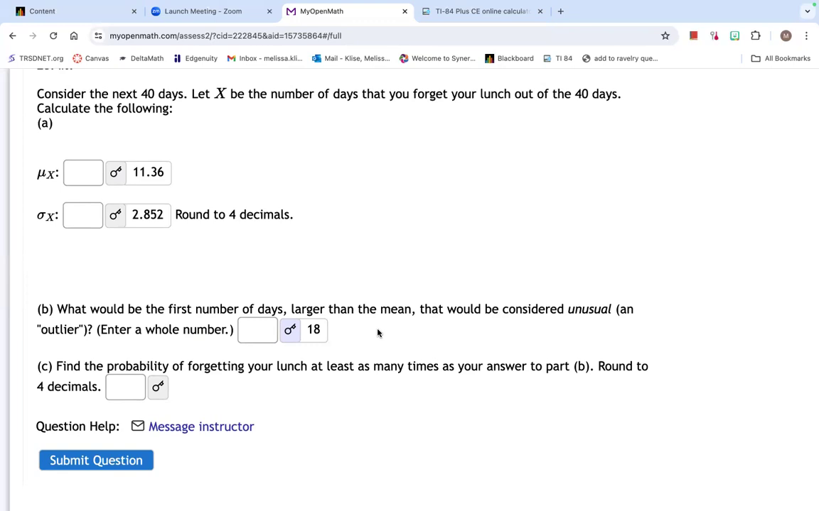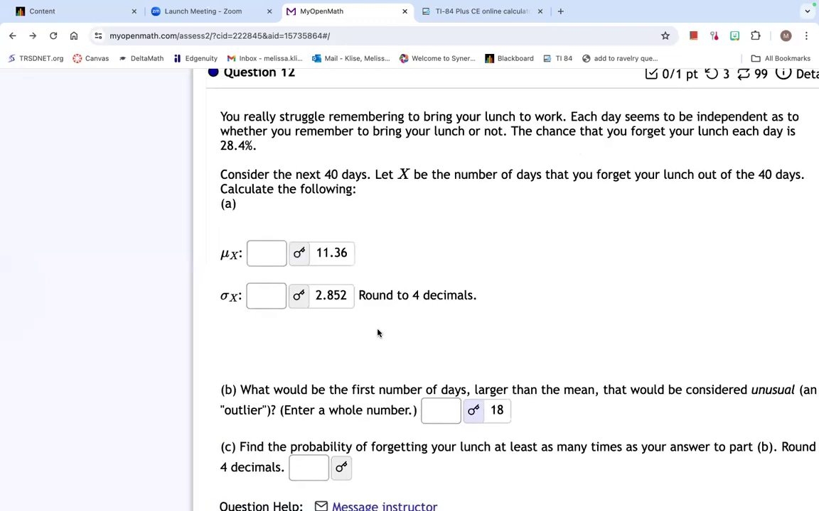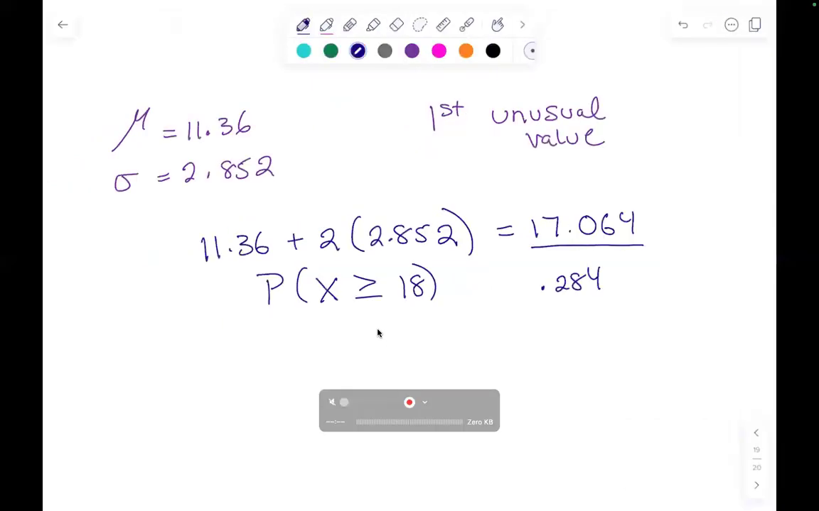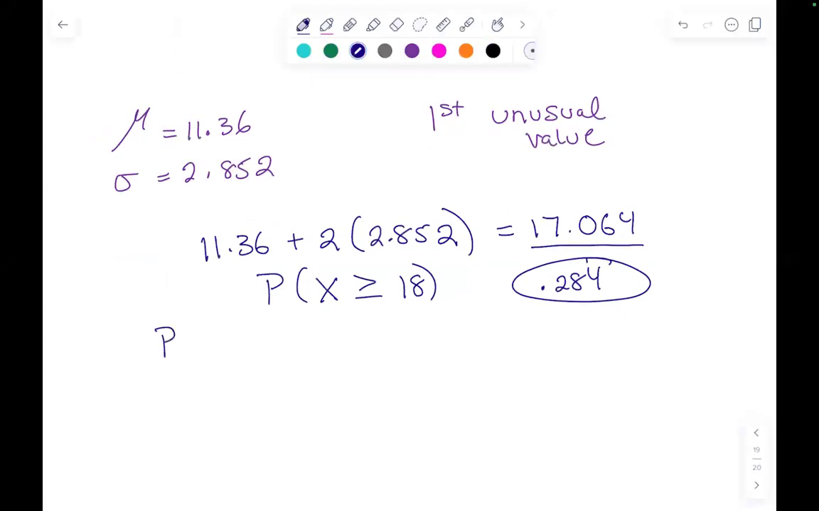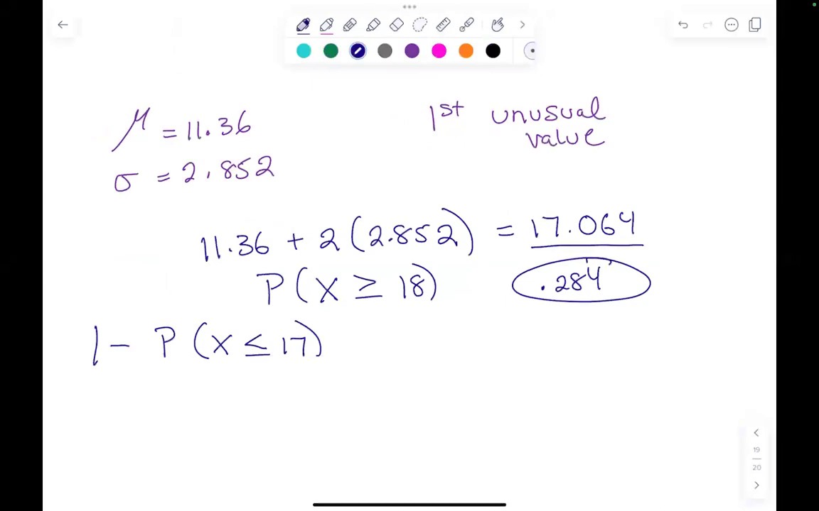So I'm going to go back. I need to find my percent again, though. It was 0.284. All right. And I go back to the other screen. Okay. So I have a probability of 0.284, and I need the probability at least, I forgot my lunch at least 18 times. So I need to know the probability of 1 minus the probability that X is less than or equal to 17. So I need to find out the probability I forgot my lunch 17 or fewer times, and then use that binom PDF or CDF.